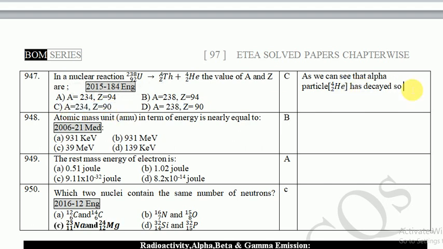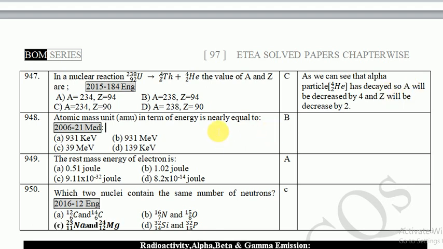So A will be decreased by what? By 4, and Z will be decreased by 2. So this is the decay of an alpha particle.